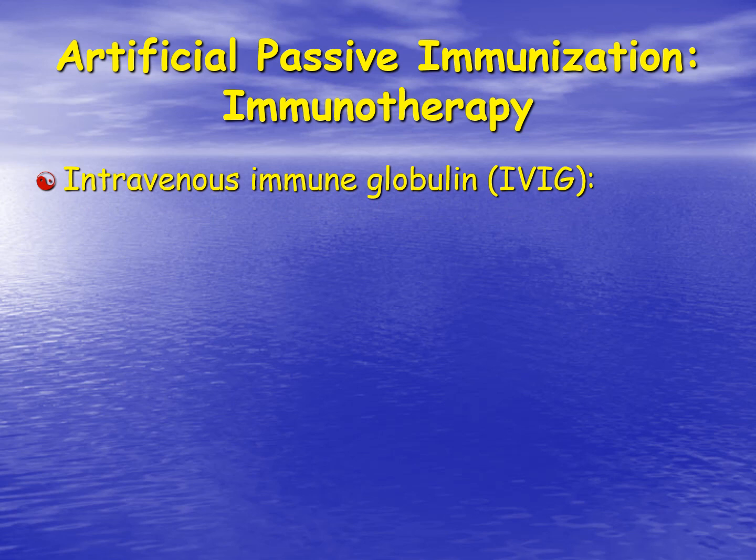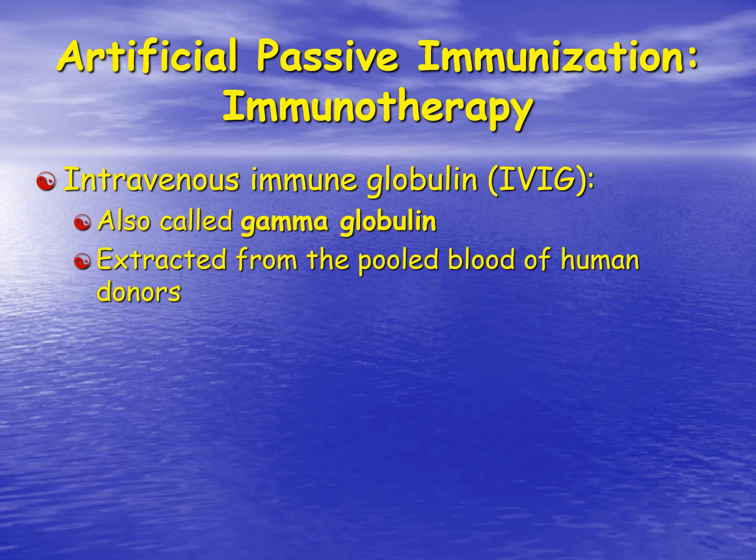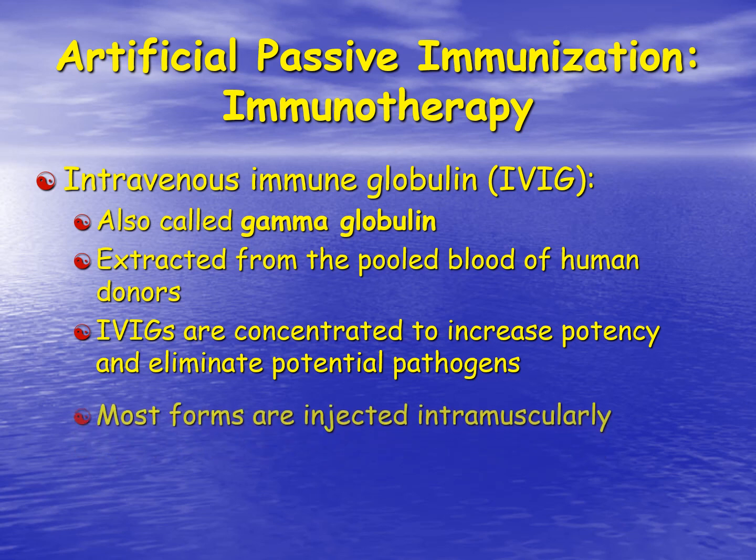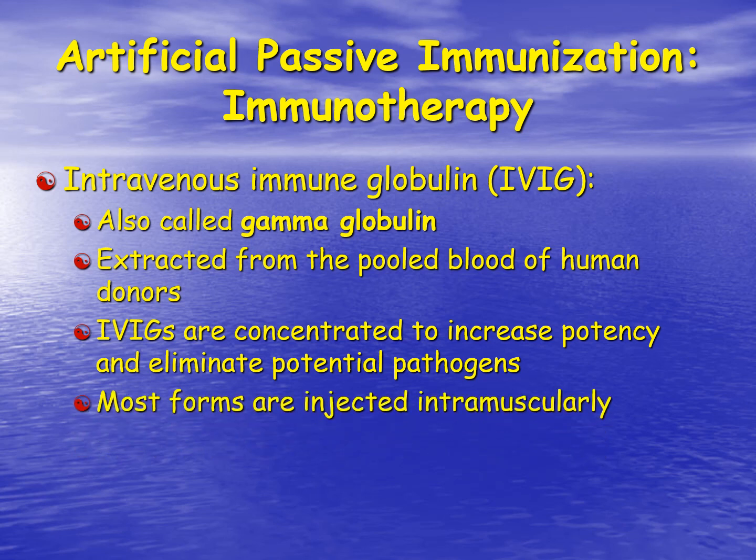So we can actually use this artificial passive immunization as an immunotherapy. And this is actually known as intravenous immune globulin therapy, or IVIG. It's also sometimes known as gamma globulin therapy because the other name for antibodies is gamma globulins. So we extract these antibodies from pooled blood of human donors. And then the IVIGs are concentrated to increase the potency and eliminate any potential pathogens. Most of these IVIGs are injected intramuscularly, and the protection usually is for about 2 to 3 months.